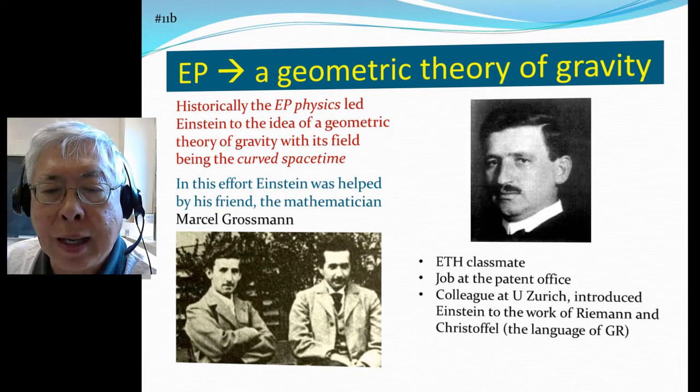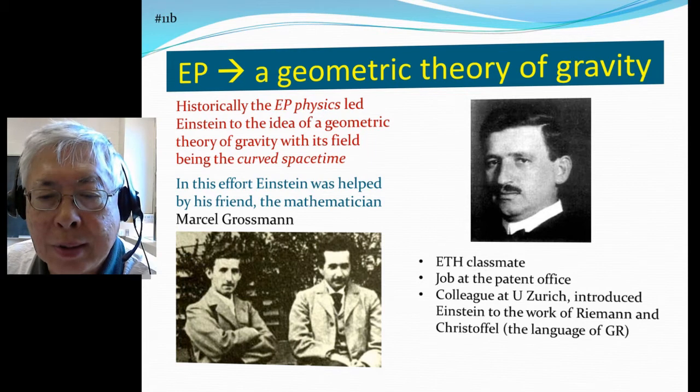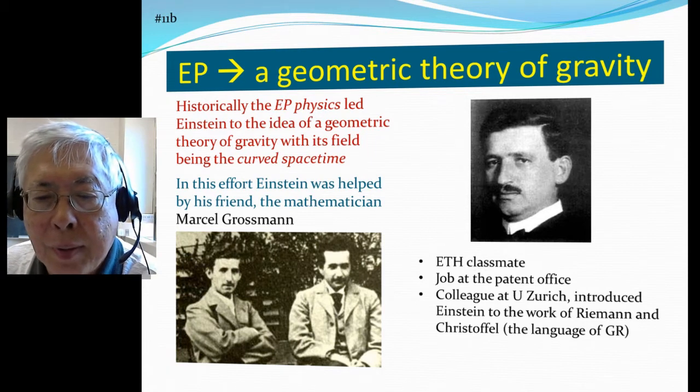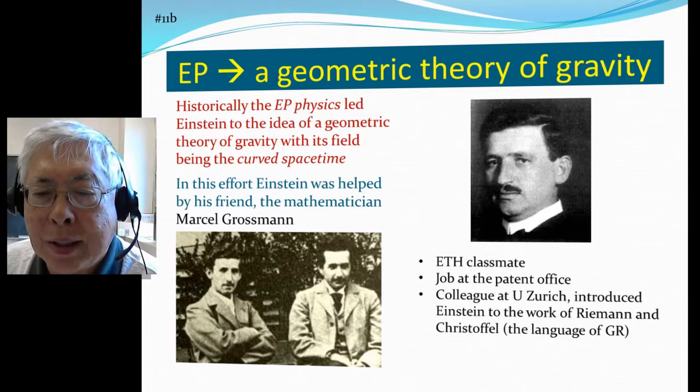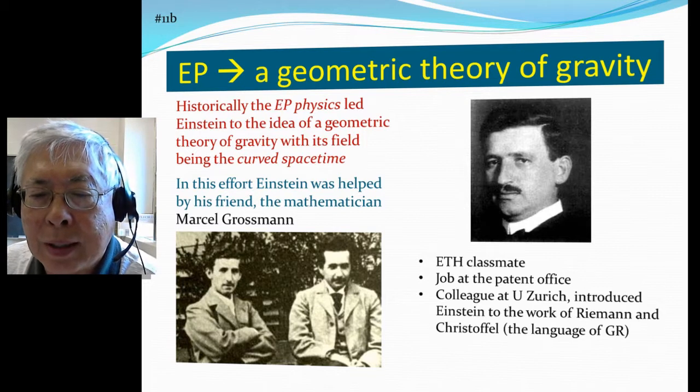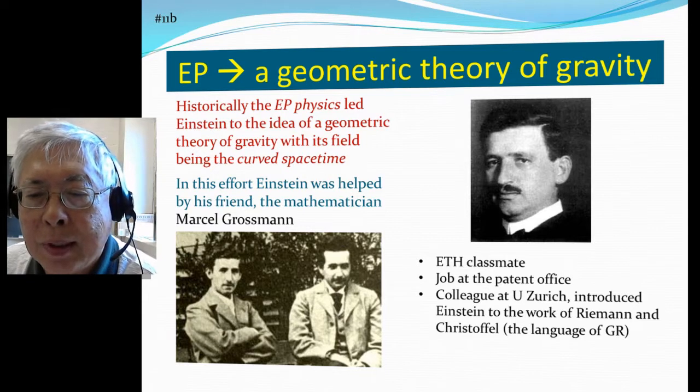Grossmann was Einstein's college classmate, and there were stories saying that Einstein skipped a lot of lectures, so he relied on Grossmann's meticulous notes to pass the exams. After college, Einstein had a very difficult time finding an academic job, and eventually it was Grossmann, through his father, who was able to help Einstein get a job in the patent office.